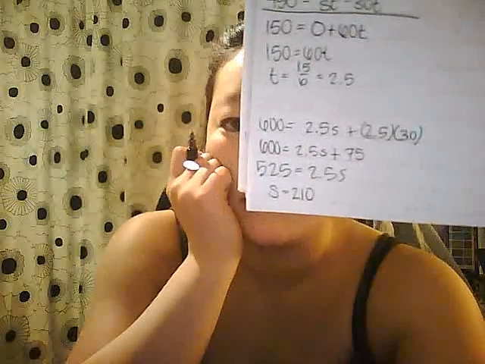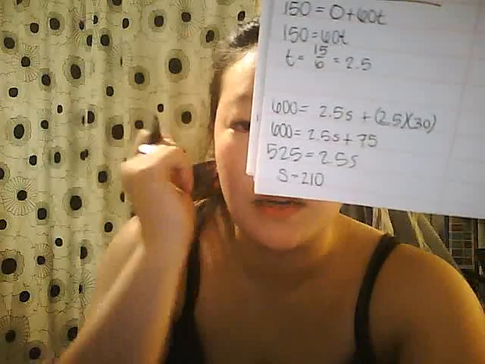Therefore, the plane was traveling 210 whatever for whatever. Didn't really give you units. So, there you go.